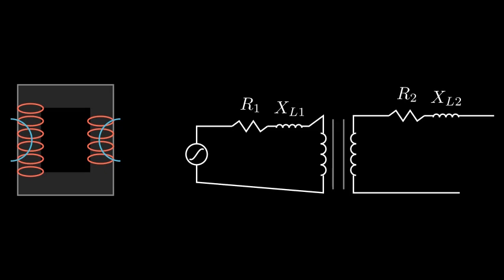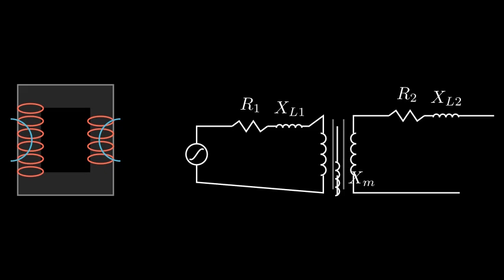Next, not all of the magnetic flux created by the primary actually makes it to the secondary. Some of it leaks out into the surrounding air. This leakage flux creates a back voltage, which is the defining behavior of an inductor. So, we add leakage inductors, or reactances XL1 and XL2, in series.